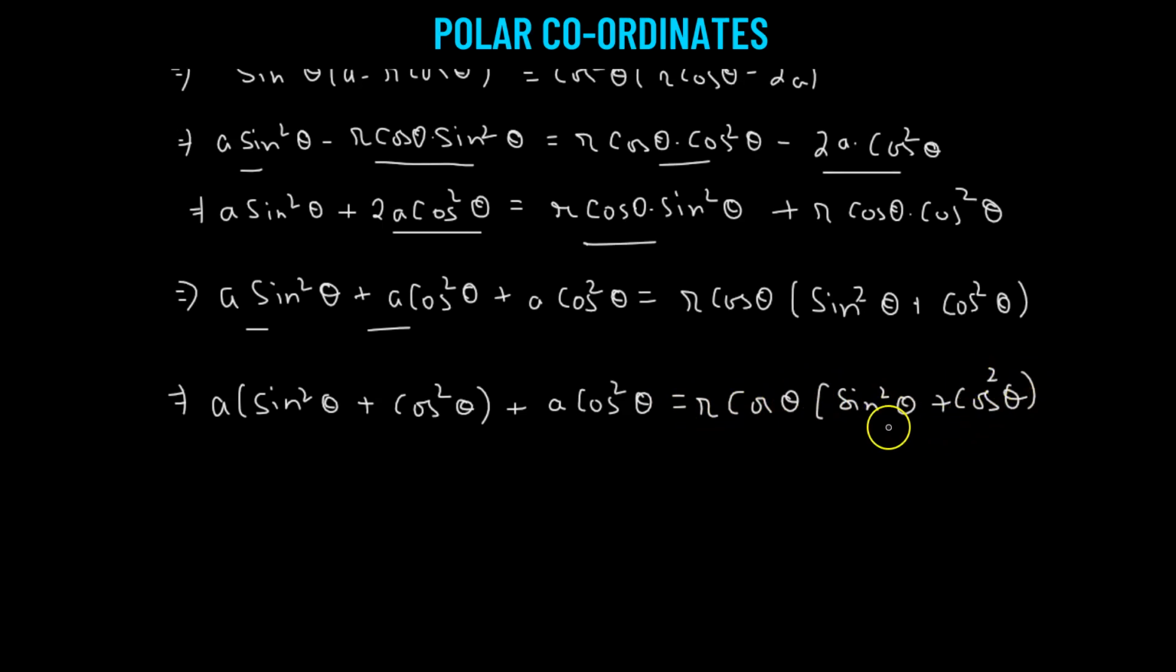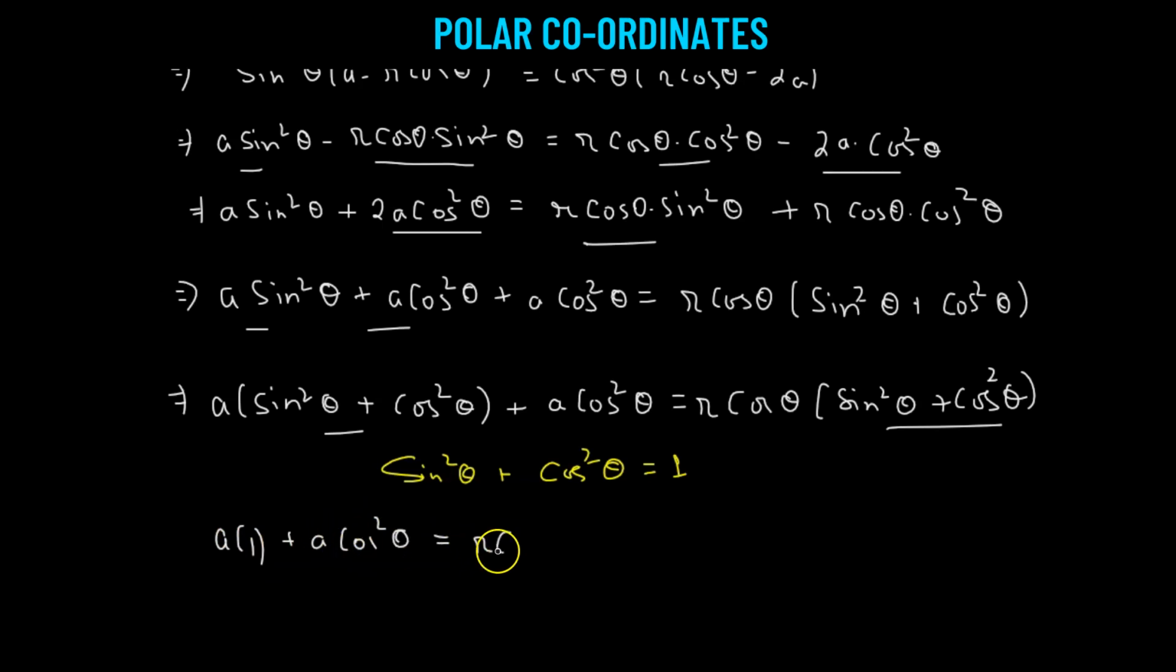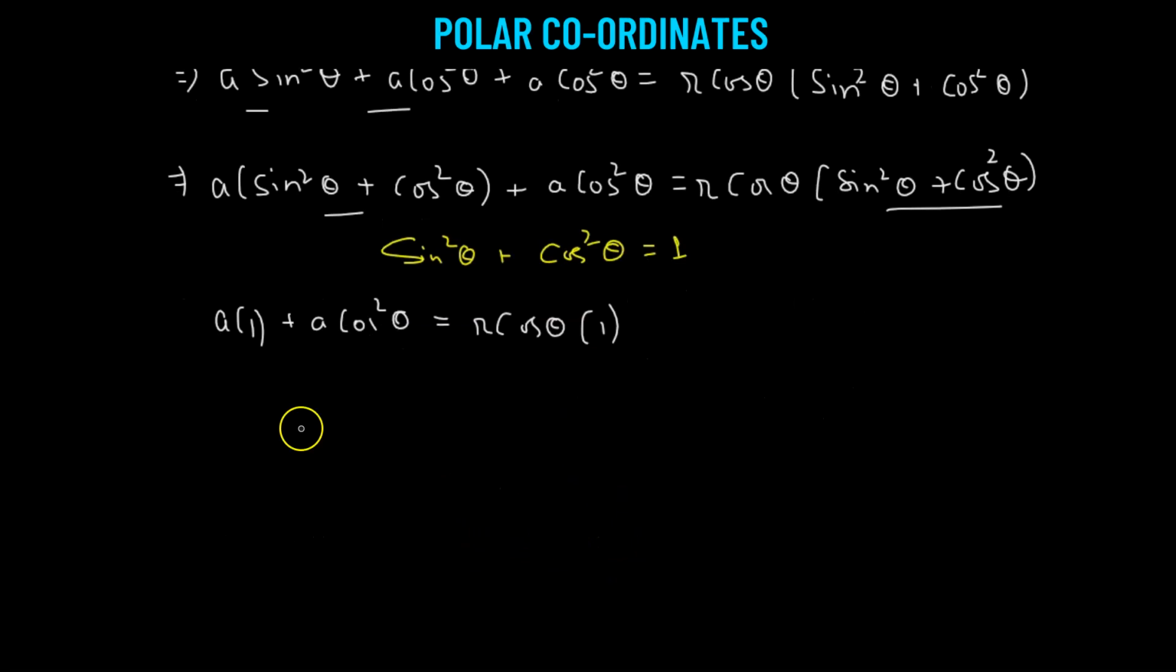Now we have a standard identity on both sides: sine squared theta plus cosine squared theta, which is a standard trig identity with a value equal to 1. So we have a multiplied by 1 plus a cosine squared theta equals r cosine theta multiplied by 1. We are now left with a plus a cosine squared theta equals r cosine theta. So let's rearrange the terms.